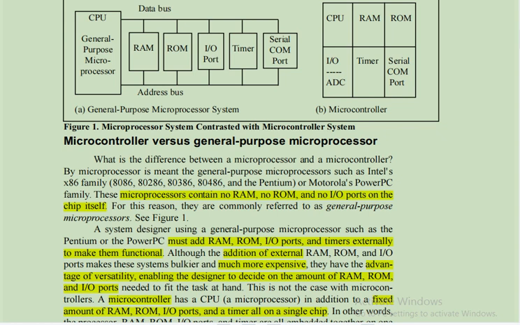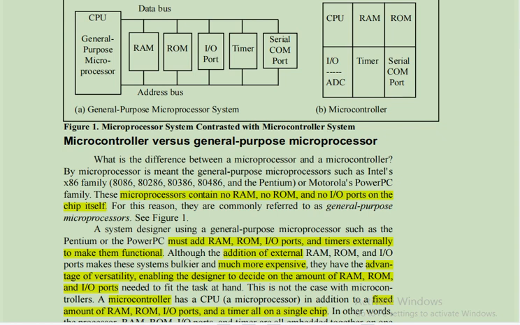they have the advantage of versatility, enabling the designers to decide on the amount of RAM, ROM, and input output ports needed to fit the task at hand. This is not the case with a microcontroller. A microcontroller has a CPU in addition to a fixed amount of RAM, ROM, input output ports, and timers, all in a single chip.